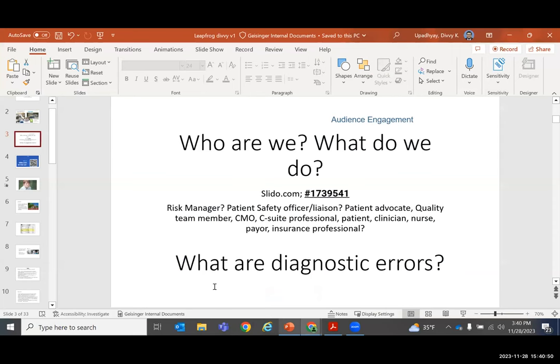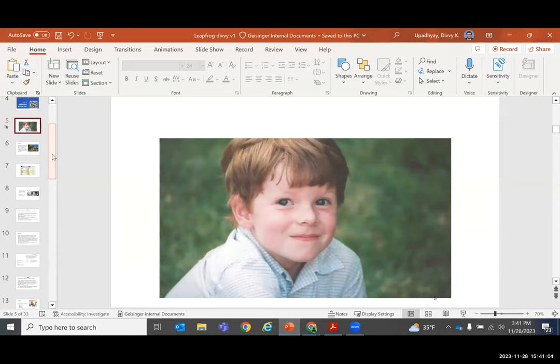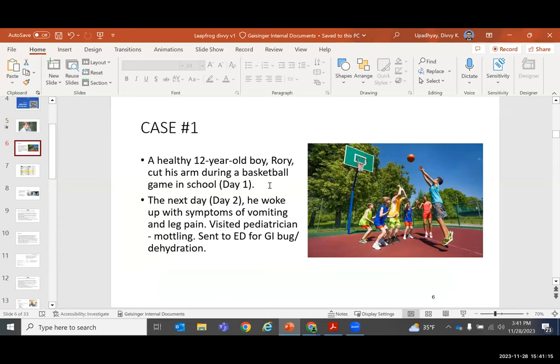So I'll go back. Thank you for the participation. Really appreciate it. So this child is Rory Staunton. Some of you may know his story, but my idea here was to present a couple of cases to, again, level set our understanding, and I'll come to the point of why we're doing this. Now, Rory, in New York, about 10 years ago, a 12-year-old boy, cut his arm during a basketball game at school. The next day he wakes up and has some leg pain, some stomach ache. He has some nausea, vomiting, so his parents take him to the pediatrician.